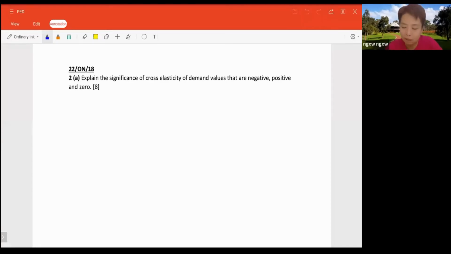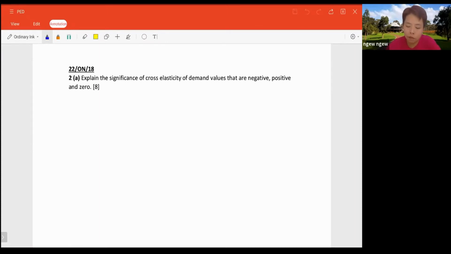Okay, as per request, after discussing one 8 marks essay for the topic PPC, now we are going to do another 8 marks essay for the elasticity concept. Basically, for the elasticity concept, all the 8 marks essays follow a standard format. And the format is actually easily understandable.